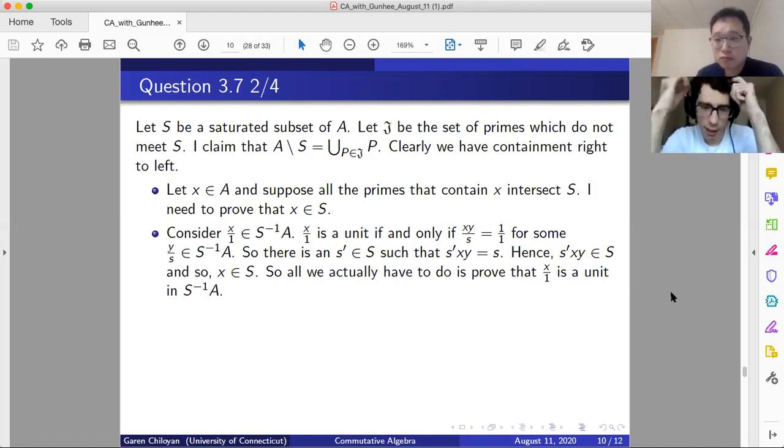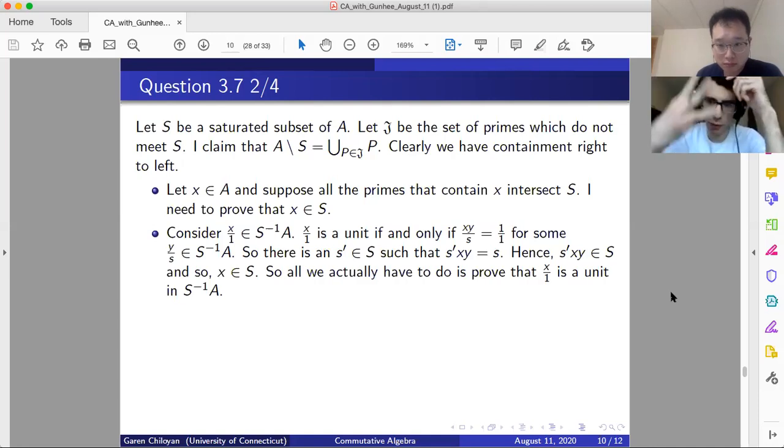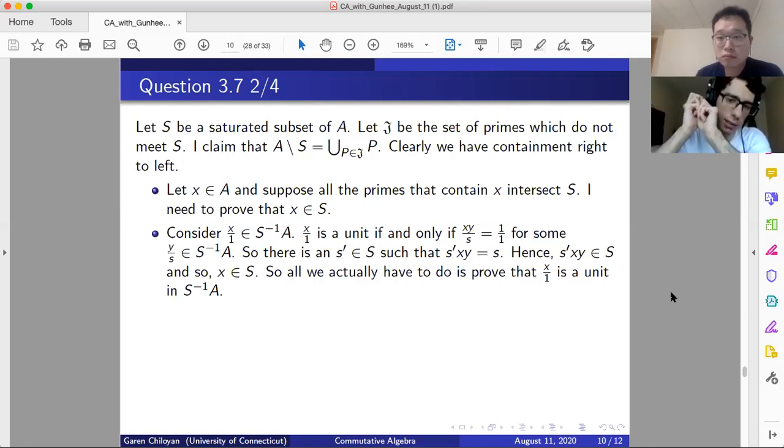By the fact that S is saturated, and you have three elements whose product is in S, that means each of them has to be in S. So S prime is in S, that's already known, X is in S, and Y is in S. But let's focus on the fact that X is in S.